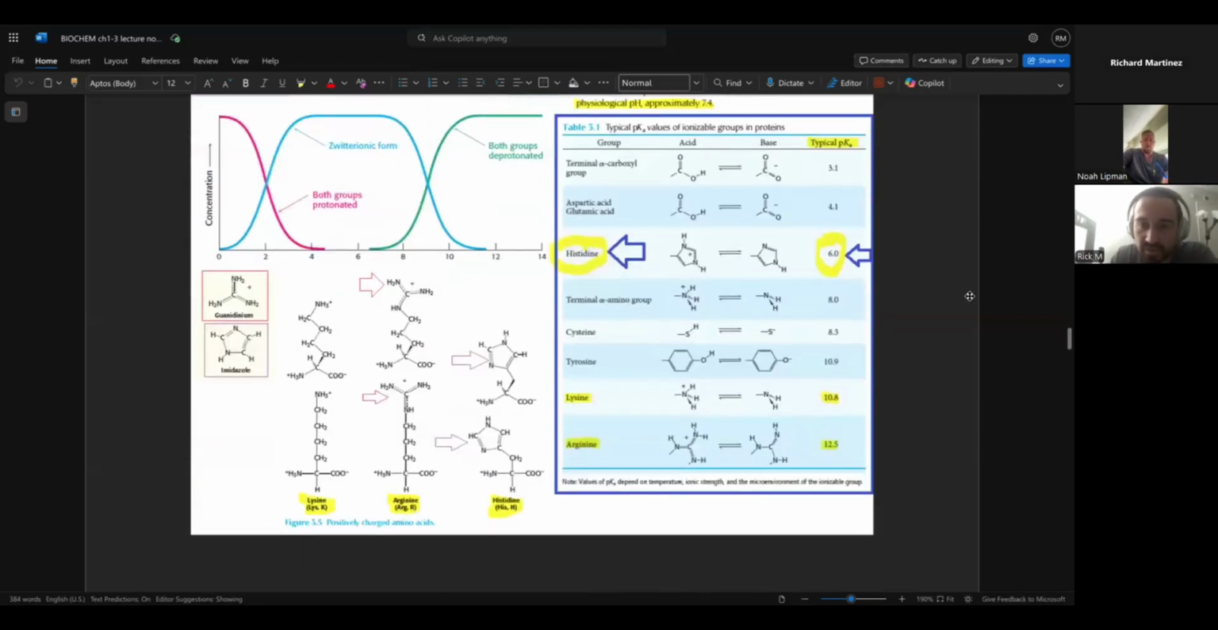Okay, if you remember, I highlighted histidine. Well, histidine is the one that's not going to have it because it's at 6.0. But they're positively charged. I would just remember that. Lysine, arginine. Okay.